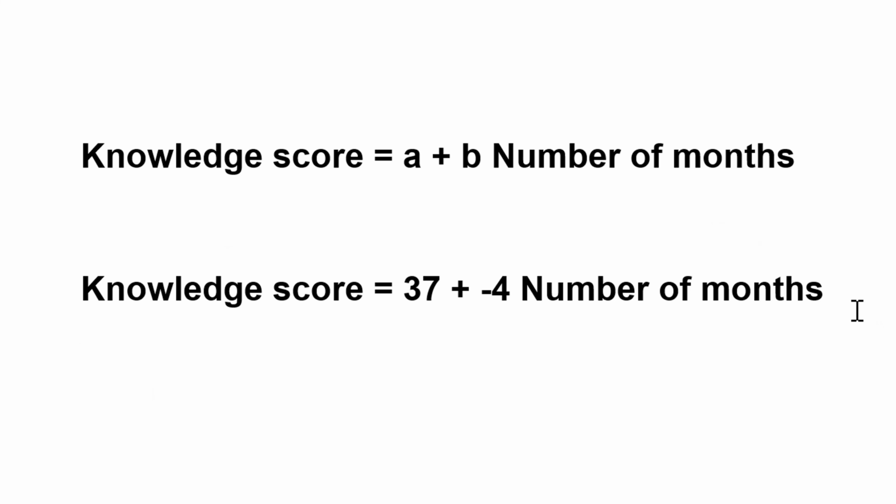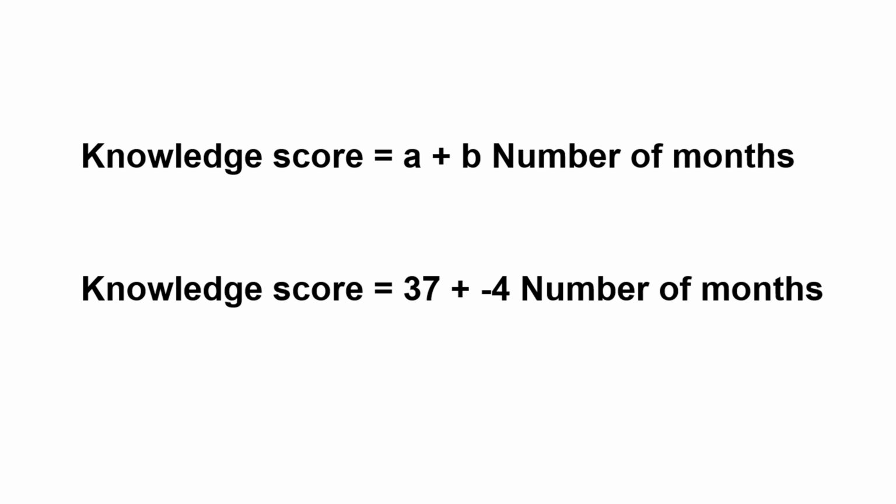From this equation, I can state that when the number of months passed is 0, the mean knowledge score is estimated to be 37, which is the value of the intercept. This is because in a linear regression, the intercept is the mean outcome when all predictors equal 0. When the number of months passed equals 1, the mean knowledge score reduces by 4 based on the slope here and is predicted to be 33. When the number of months passed equals 2, the mean knowledge score is predicted to go down by 4 more units and it would equal 29.